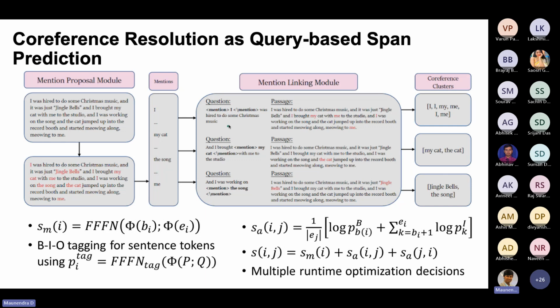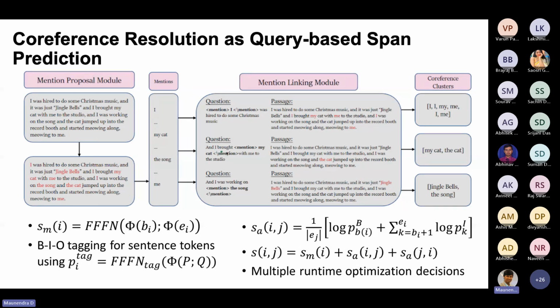Next, we have a question-passage kind of pair. So you look at the portion, suppose "I" here is that first mention. So this I pose like a query. How do I construct the query? The passage is: I was hired to do some Christmas music. Since "I" has been detected as a mention, you write it as <mention>I</mention> was hired to do a Christmas music. So this is the question, this is the query. And then you can have something like: what are the different entities that "I" is referring to.